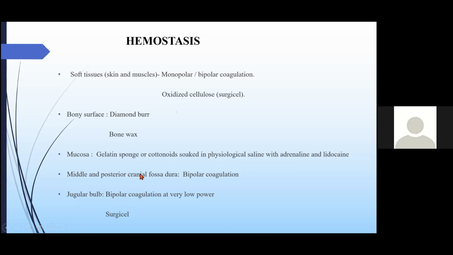For the fossa dura, like the middle cranial fossa and the posterior cranial fossa, bipolar coagulation works well. We should avoid using monopolar cautery, especially in these areas, because it can cause more perforation. And the jugular bulb: Surgicel works very well for any injury over the jugular bulb, either in the mastoid or the middle ear. But if we are using bipolar coagulation, we have to use very low power, and one attempt should be done for the coagulation, not multiple attempts. Otherwise, it causes more tear of a delicate structure like the jugular bulb.